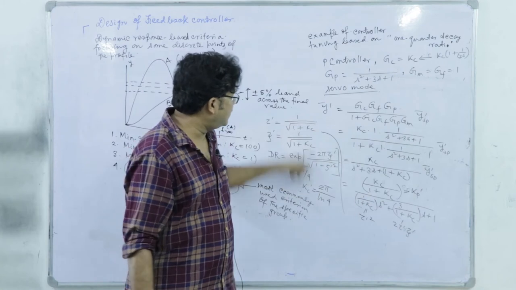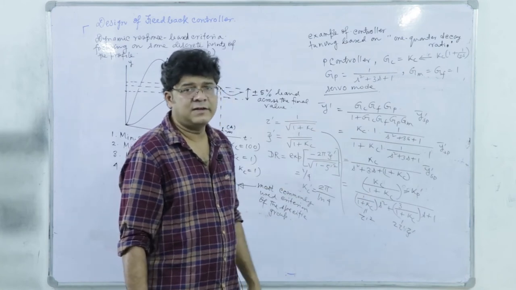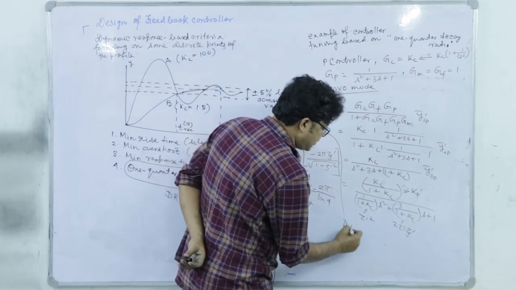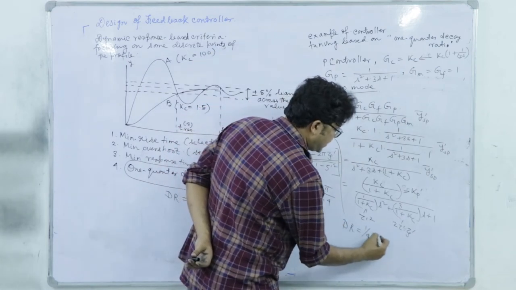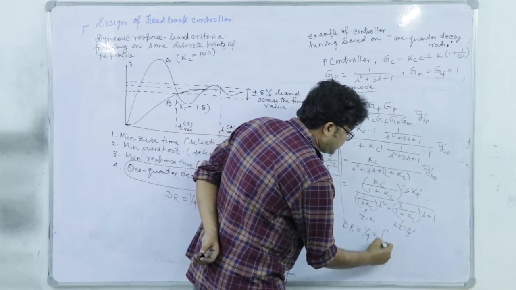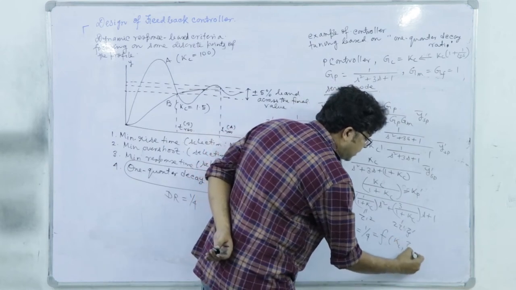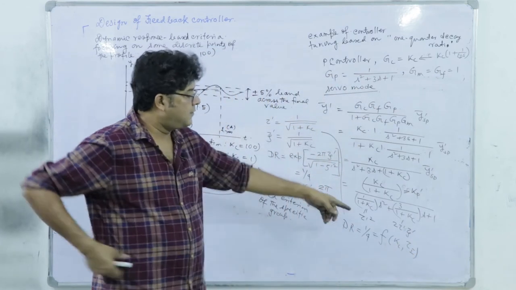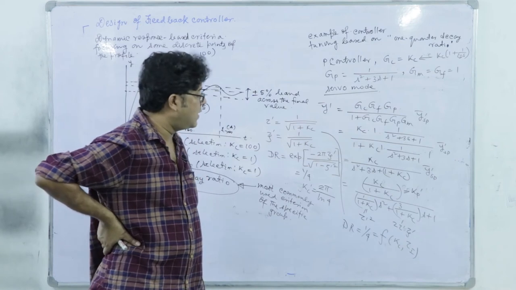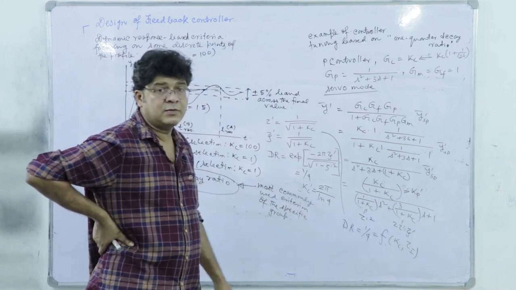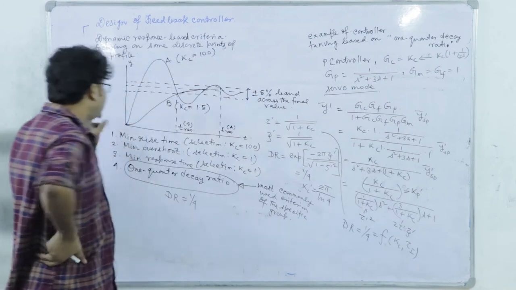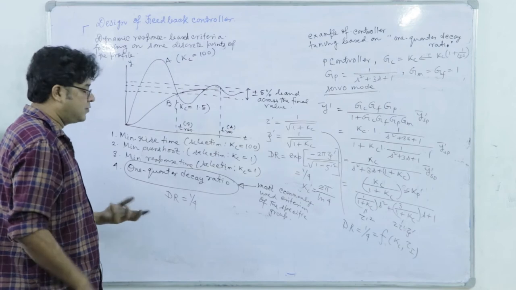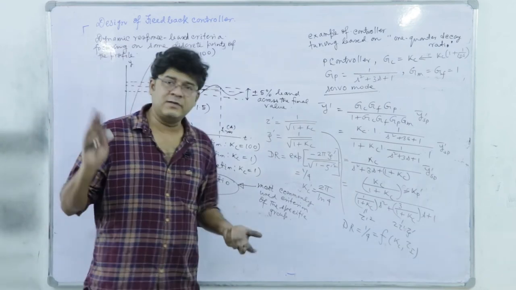By using the same formula, we can calculate the decay ratio, which we are setting equal to 1/4. It must be a function of Kc and tau I, right? So we have two parameters, or two variables, and only one equation. So you have to choose another criterion. It may be the minimum rise time, or minimum overshoot, or minimum response time, or whatever it is.